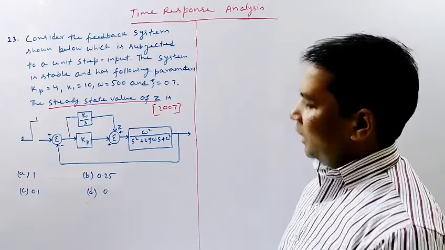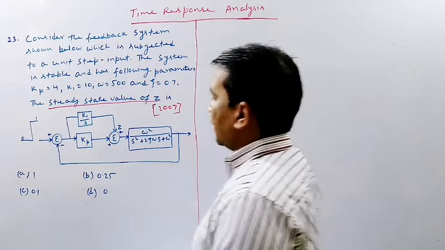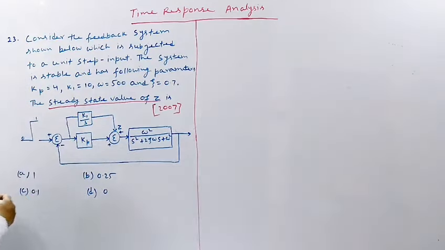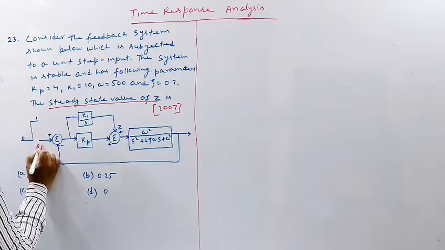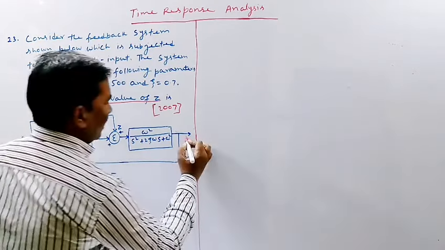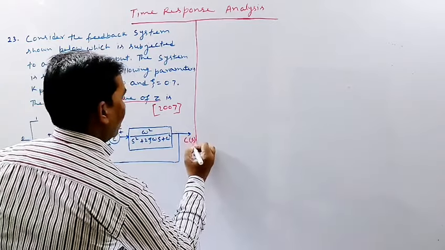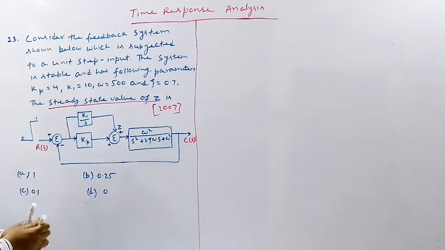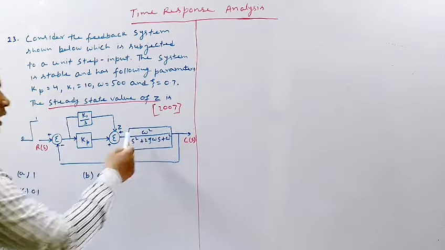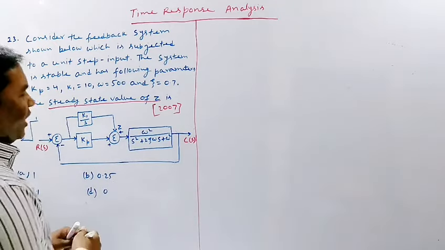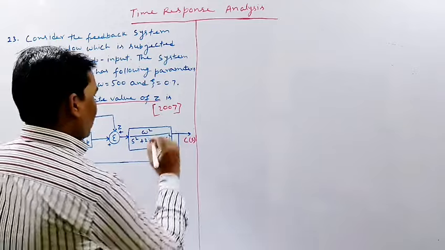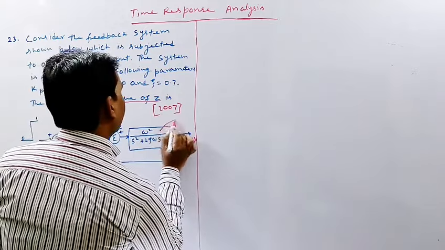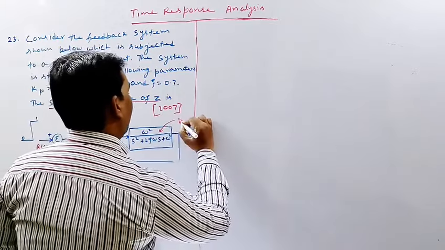So let us denote the input point as R(s) and the output point as C(s). Let us denote this, this is the process, and let us denote this process by G(s).